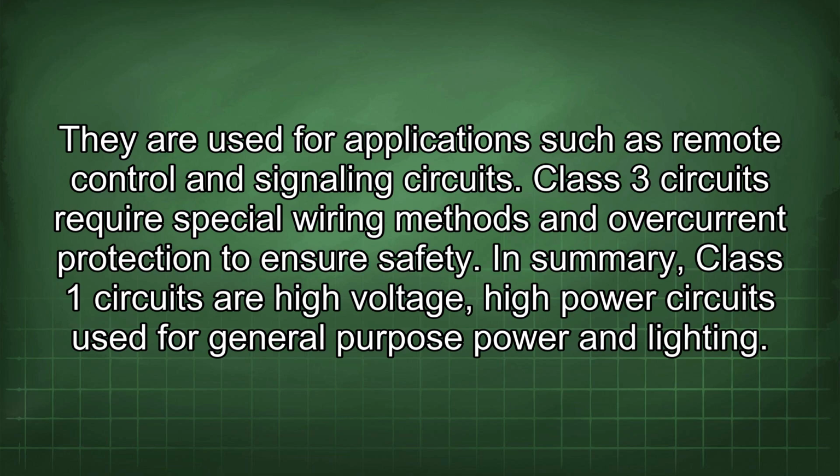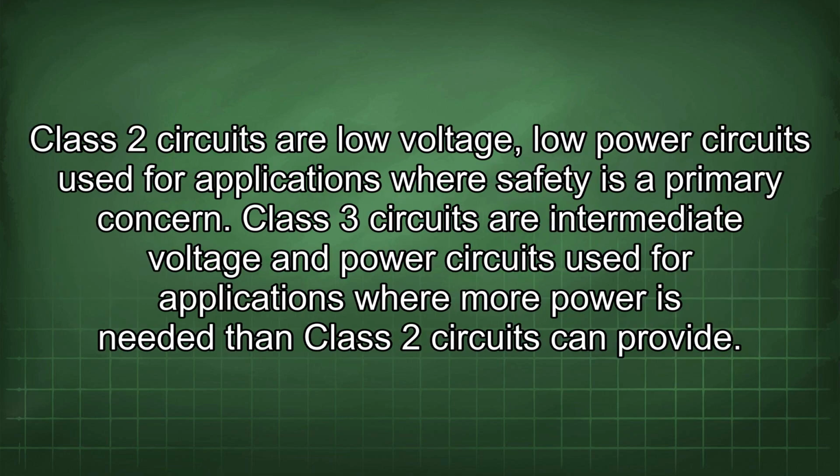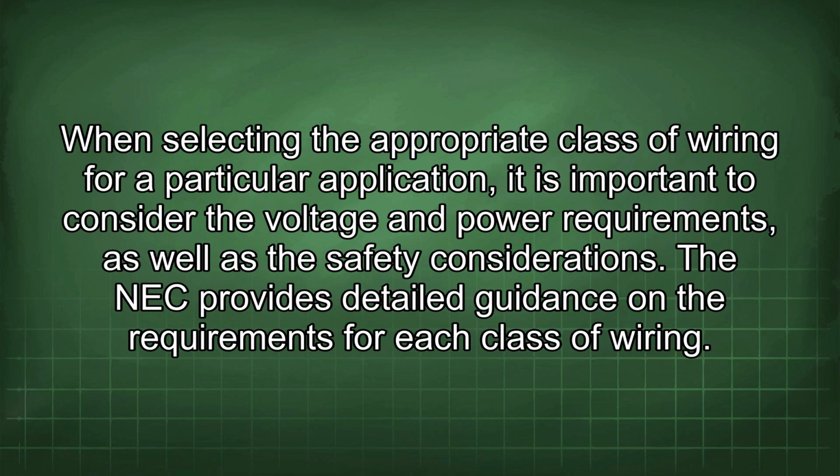In summary, Class 1 circuits are high-voltage, high-power circuits used for general-purpose power and lighting. Class 2 circuits are low-voltage, low-power circuits used for applications where safety is a primary concern. Class 3 circuits are intermediate voltage and power circuits used for applications where more power is needed than Class 2 circuits can provide. When selecting the appropriate class of wiring for a particular application, it is important to consider the voltage and power requirements, as well as the safety considerations.